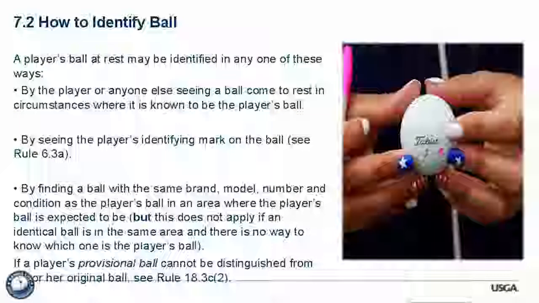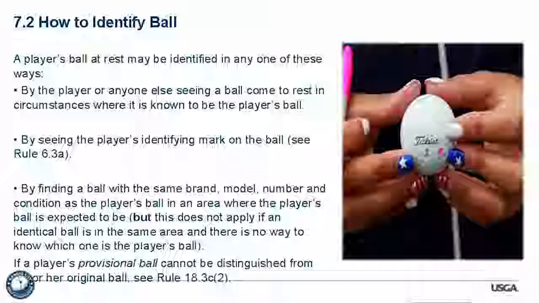Okay. All right, so how do we identify a golf ball? Make sure that it's ours before we make a stroke at it. Okay. So a player's ball at rest may be identified in a number of ways here now, and the rules really talk about some specific different ways that we haven't really talked about before, but it's not a change.